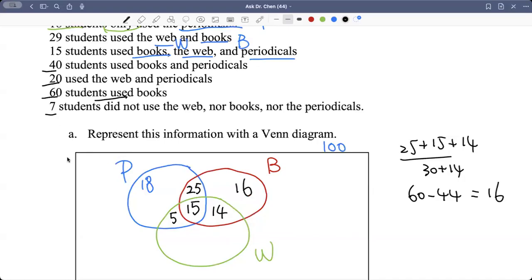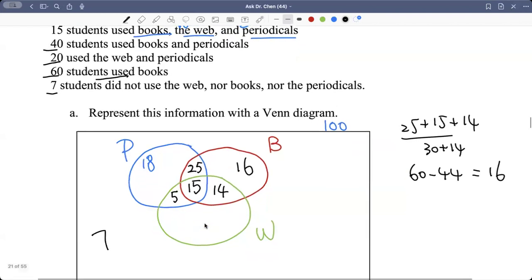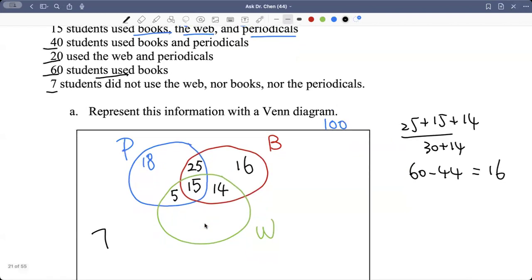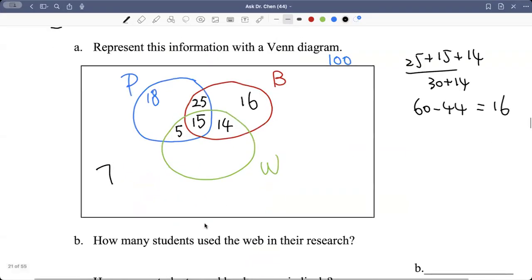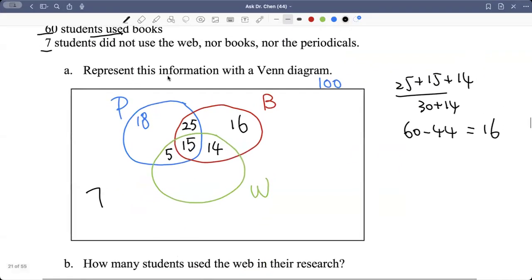Now lastly, we have 7 students who did not use the web, nor books, nor periodicals. So 7 students didn't use anything. It's outside those 3 circles. Now, let's see the question. Part A represents this information with a Venn diagram.